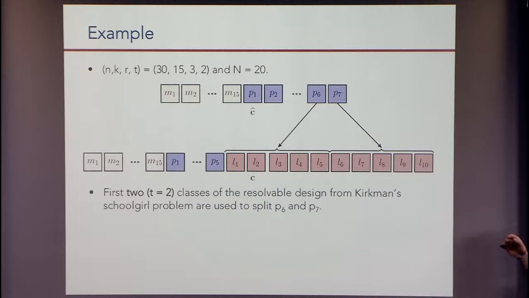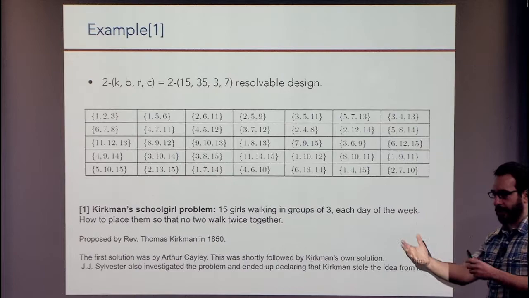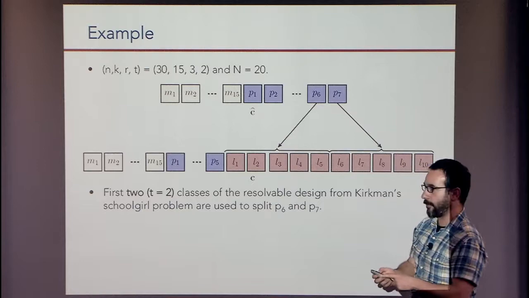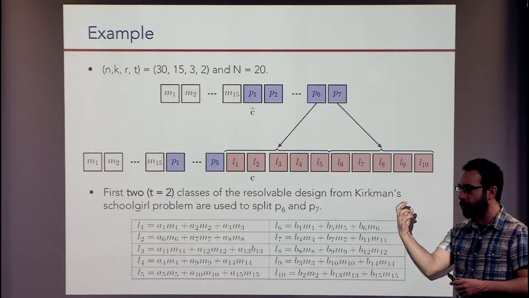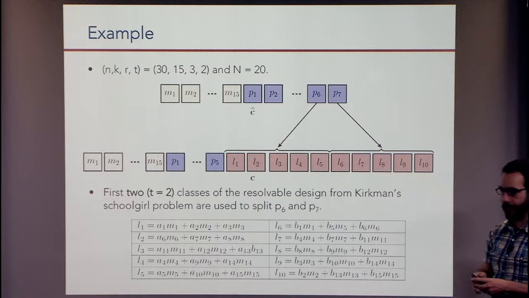Resolvable says that I can partition. So resolvable in this case means that every day all the girls are walking. That's what it means here. In the code, it means that I will take a global parity and split it, and this will be my resolvable design. So resolvability ensures that you can create the local groups by splitting global groups. It has the extra benefit that you can do it by splitting as opposed to random linear combinations. That's why I need the resolvability. Otherwise, if you just make random linear combinations, you can do it with combinatorial designs.